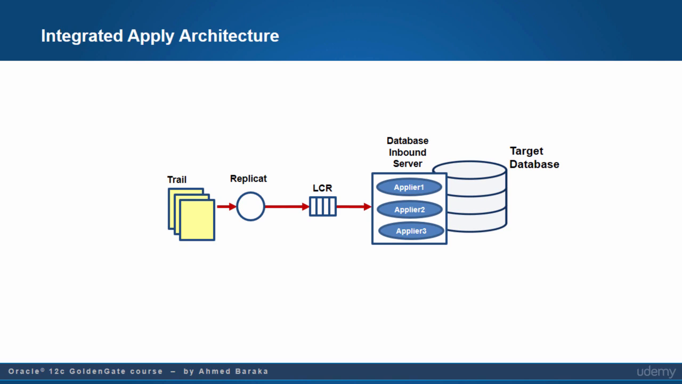This figure is a summary of the integrated apply architecture in Oracle GoldenGate. As you see, the replicate writes the data into the LCR queue. The database inbound server reads from this queue and creates apply processes. Those processes run in parallel and apply the operations on the target database. Please observe here that we have a single replicate process, but we have multiple internal Oracle apply processes.